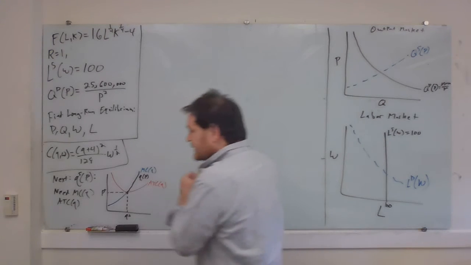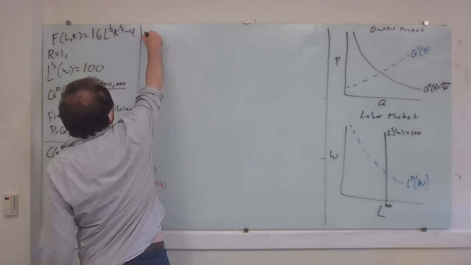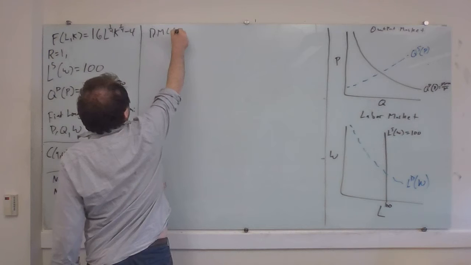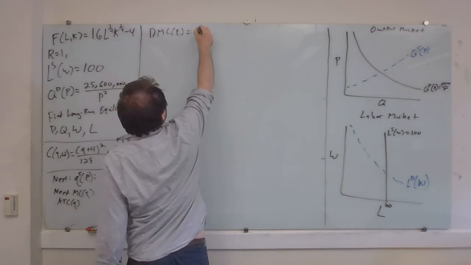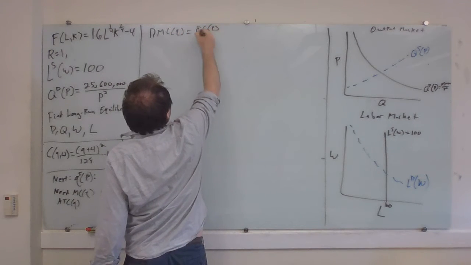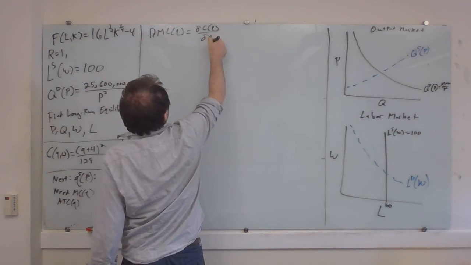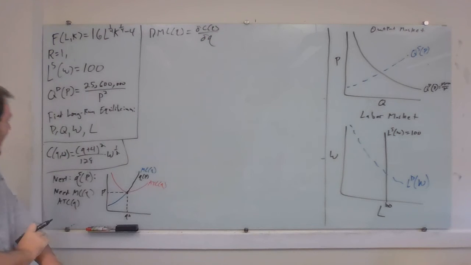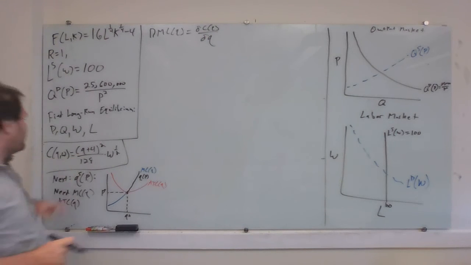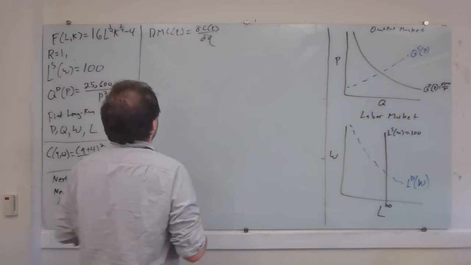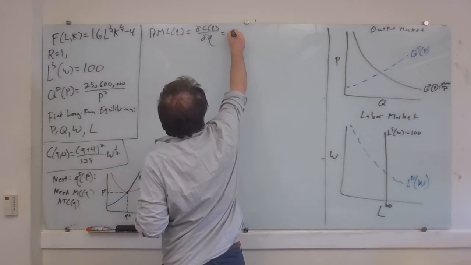So we need this. So what we're going to need is first to find the marginal cost in terms of Q, which of course is going to be the derivative of C with respect to Q. Yeah? So we want the derivative with respect to Q of Q plus 4 squared over 128.